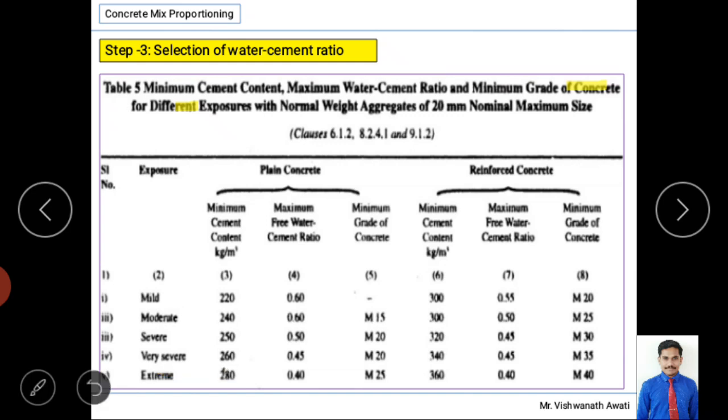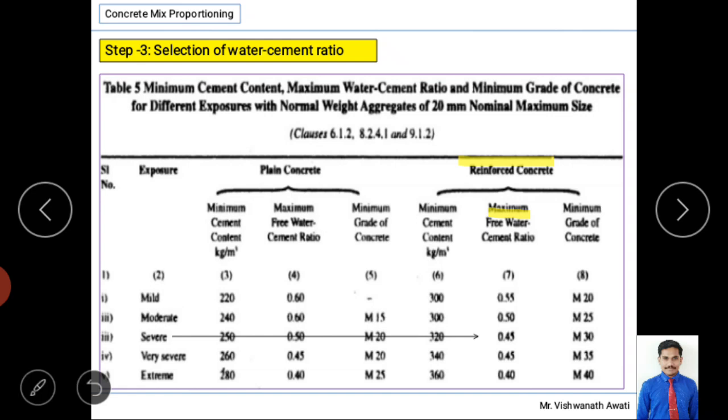In Table 5, different conditions are given, and we should not worry about all the conditions. Now we have to go for the severe condition. Why? Because in the question they gave that the structure is exposed to severe condition. So we have to select the severe condition, and for that we have to go for reinforced concrete, because they already mentioned it is reinforced concrete. Then we have to go for the maximum free water cement ratio. We have to focus on this only.